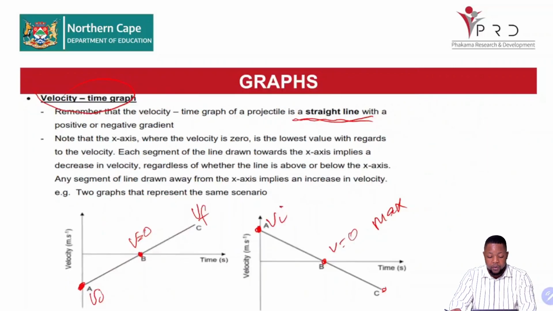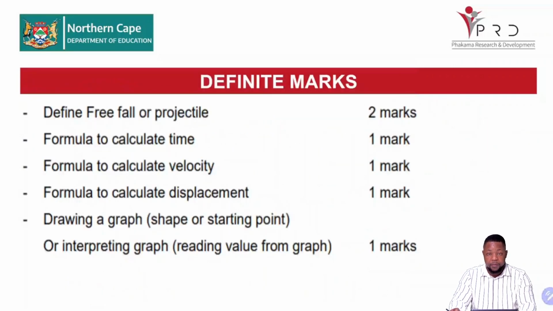We want to carry on. Now, what are the definite marks in question 3? The definitions that are very, very important is defining free fall. We have talked about it earlier. So the question paper will ask you to define free fall or projectile. And for that, you get 1 mark.